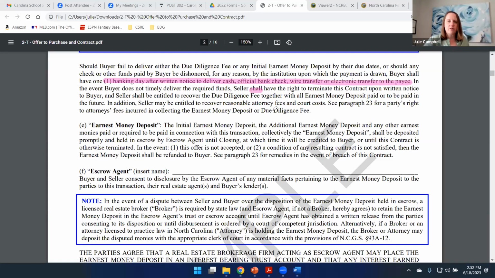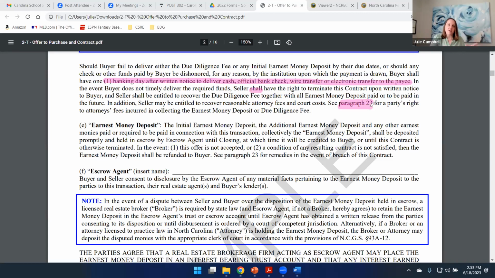Seller may be entitled to recover reasonable attorney fees as described in paragraph 23 for the parties' rights to attorney fees and trying to collect the earnest money deposit or the due diligence fee. Basic contract law says any legally binding contract has provisions about what happens if some party breaches. Once upon a time, they had it scattered all throughout the contract. I think 2 years ago, they created paragraph 23.